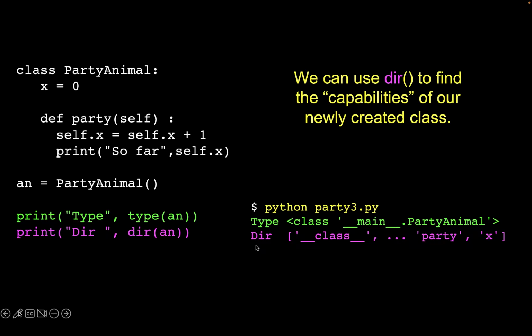And then dir, we have a class, and we have a lot of other things here. We can see the instance variable x. Instance variables show up in the list as well, but we can see the method party. So we could use the dir to do research about the properties of a class that we wrote or that someone else had written.